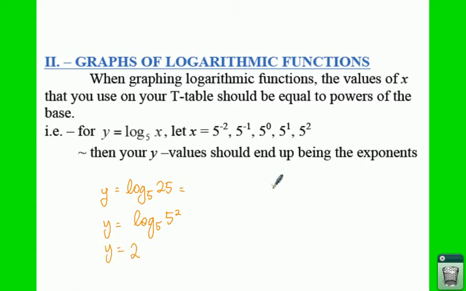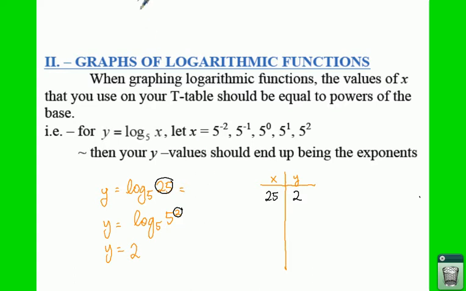So if you're making a table of values to graph, what you plugged in for x was 25, which is a power of your base, and your y value ended up being your exponent. 25 is 5 squared, so your y value ended up being 2. To graph this, you would go to the right to 25, up 2, and put a dot.